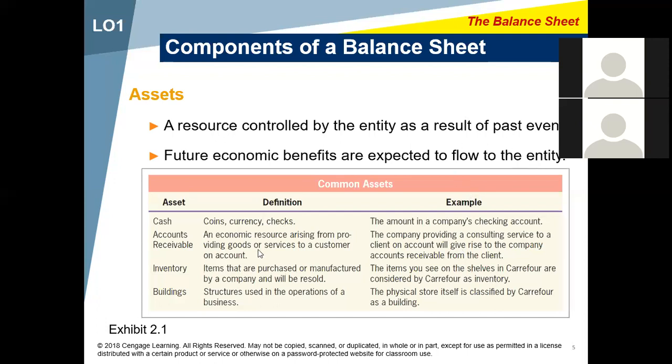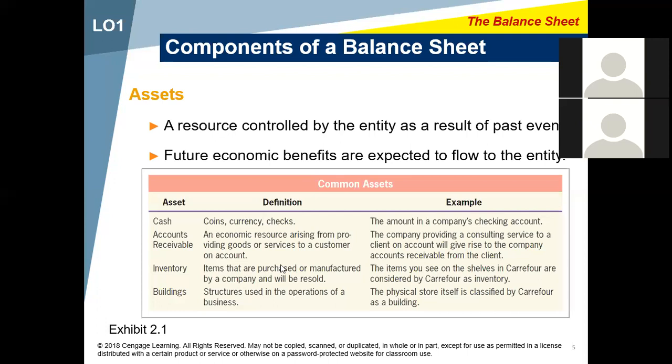Next, how about inventory? As discussed last meeting about accounting for merchandising, inventory is the buy and sell. Items are purchased or manufactured by the company and will be resold at markup. Okay, yan. So building or the property, plant and equipment, structures used in the operations of the business. The physical store itself is classified as a building. Except land, property, plant and equipment is subject to depreciation, correct?